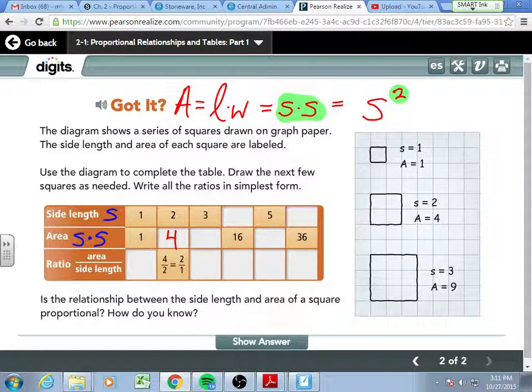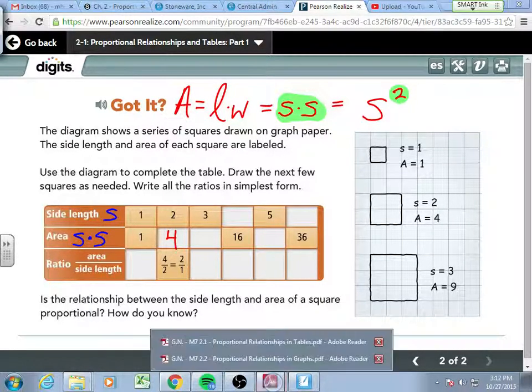You made an assumption. They don't match at all. Because it's area compared to side length. Area here was 1, side length was 1. Here, area is 9, side length is 3. Area is 16, side length is 4. Be careful not to make assumptions on these things.